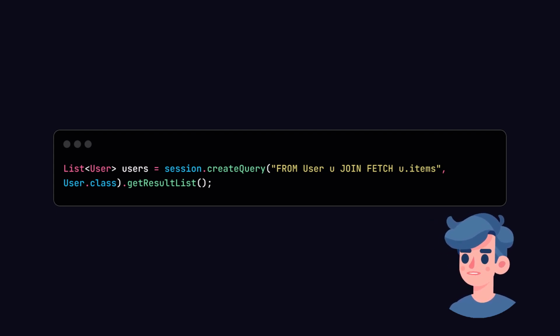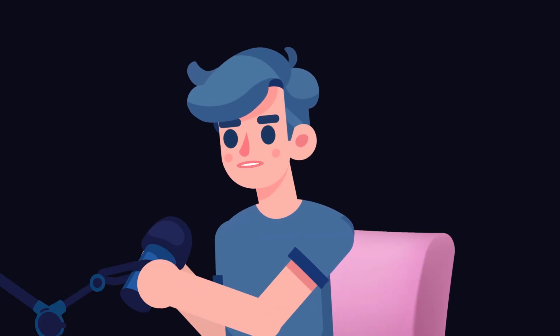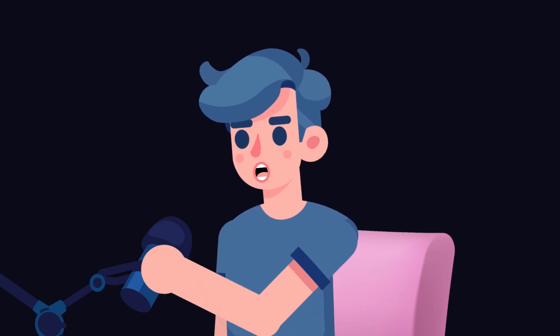One way to solve this is to use join fetch in your HQL queries, like so. Alternatively, consider using DTOs to fetch only the data you require, which can improve performance and reduce unnecessary queries.